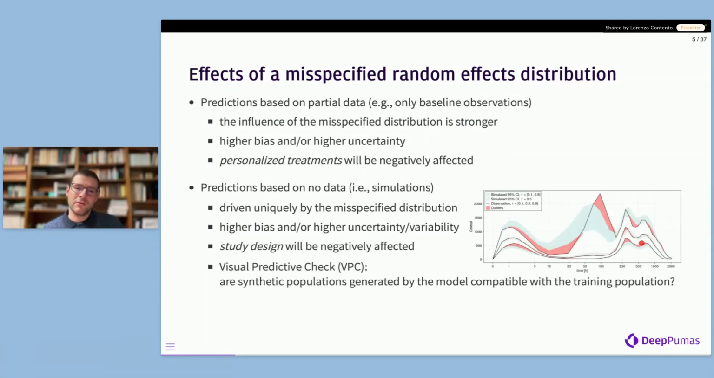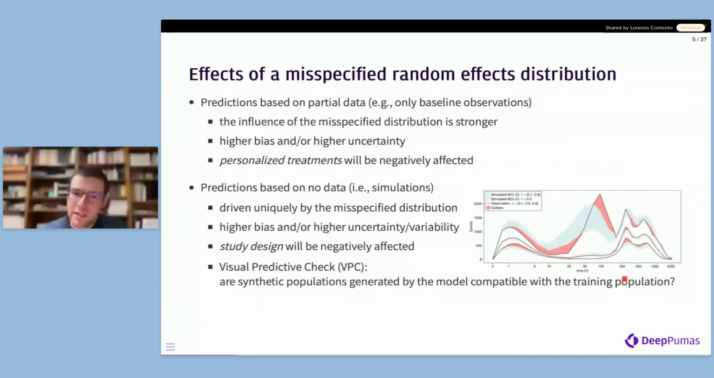So it is also easy to check whether this problem occurs, and the usual approach is to use visual predictive checks, in which we compare the training population with the synthetic populations generated by the model. So this is an example of a bad VPC. Probably most of you are familiar with this plot, but for those of you who are not, in black we have 3 quantiles for the training population.